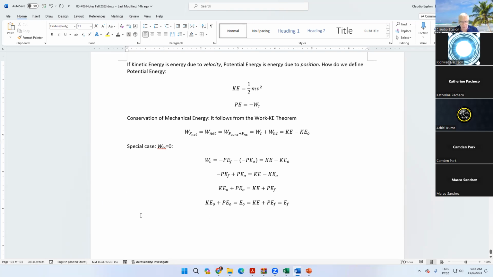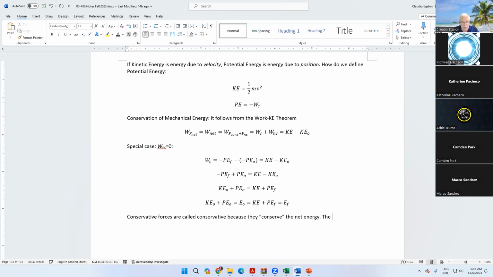So potential and conservative forces conserve the energy, whereas non-conservative forces do not conserve the net energy, okay? So conservative forces are called conservative because they conserve the net energy.